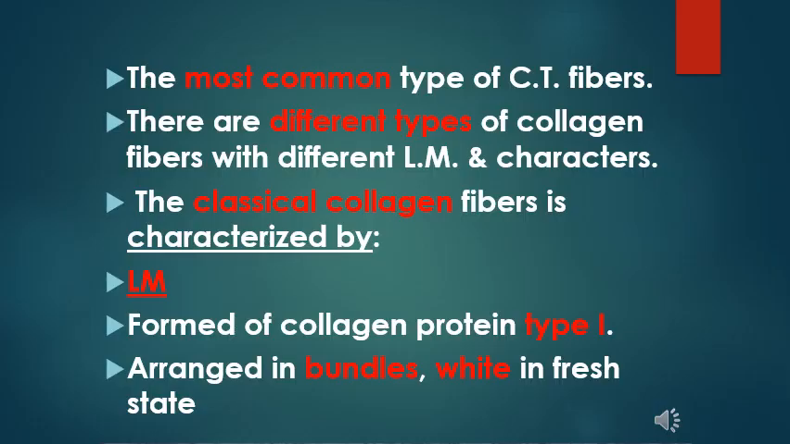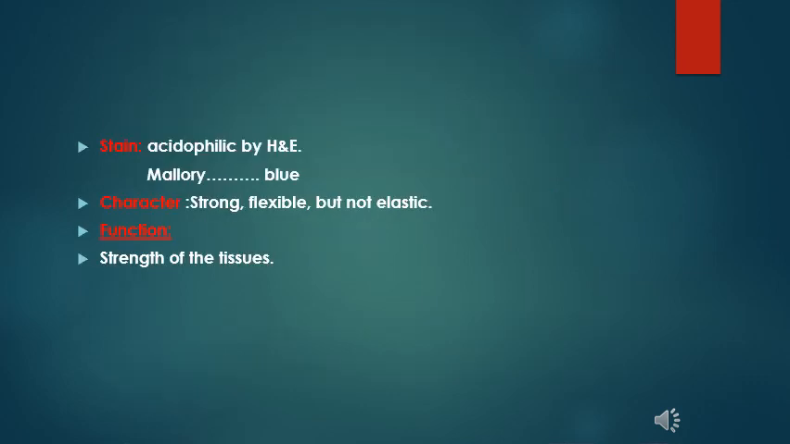The collagen fiber is the most common type of connective tissue fiber. There are many types of collagen fiber, type 1, 2, 3, 4, up to 13. Type 1 is arranged in bundles and appears white in fresh section. It is the strongest type. Stained red with eosin, and with Mallory it appears blue.